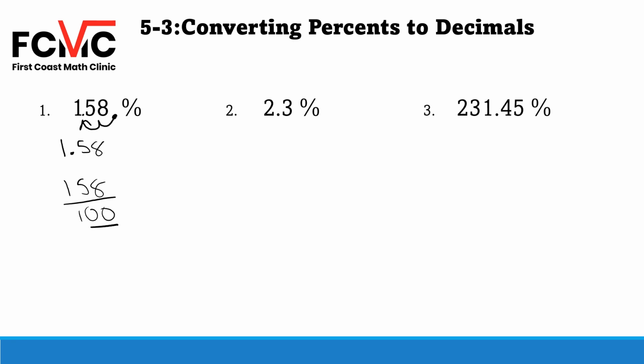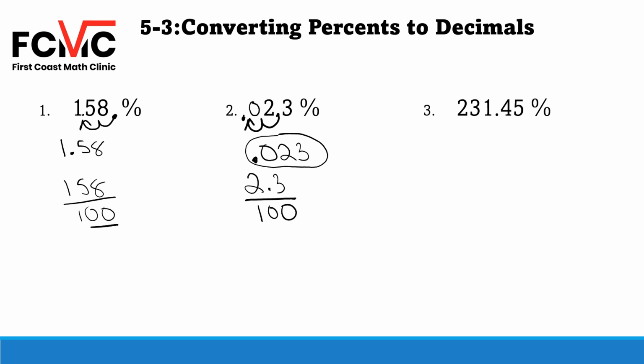1.58. Well, for number 2, our decimal point is right between the 2 and the 3. So this is 2.3 over 100. So we're moving our decimal 2 places to the left. So we're going to just add another 0 as a placeholder. Our decimal point is to the left there. So we get 0.023. So that's our value as a decimal.